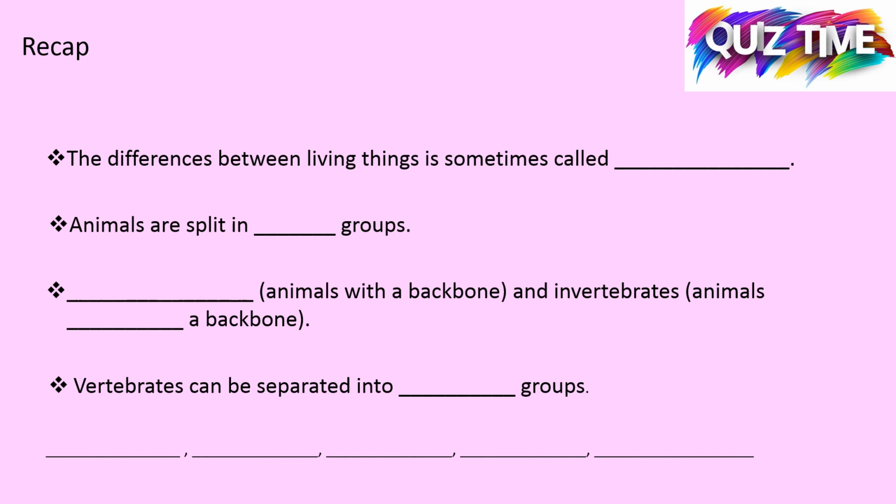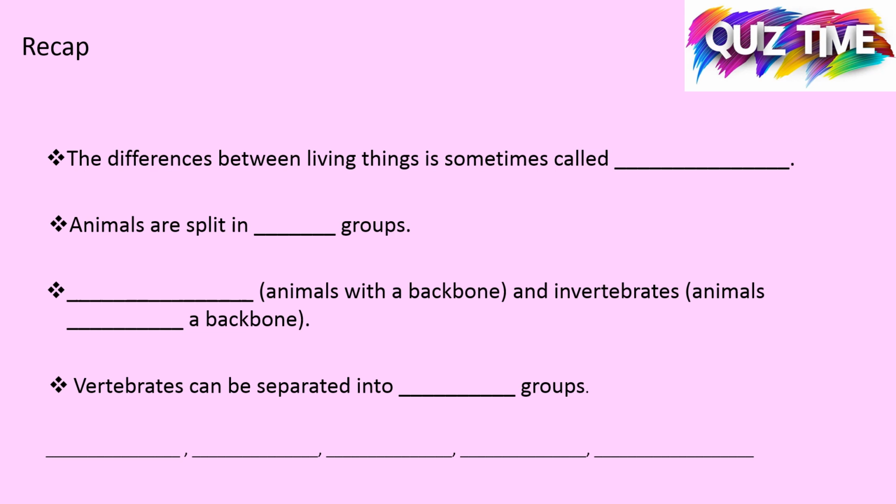Now let's do some recap from last week's lesson. I want you to get your pencils and your papers or your exercise books and answer these questions. The differences between living things is sometimes called fill in the gap. Animals are split in how many groups? And something, animals with a backbone, and invertebrates are animals blank a backbone. And the last, vertebrates can be separated into how many groups? And write down those groups. So pause this section, have a think and write it all down.